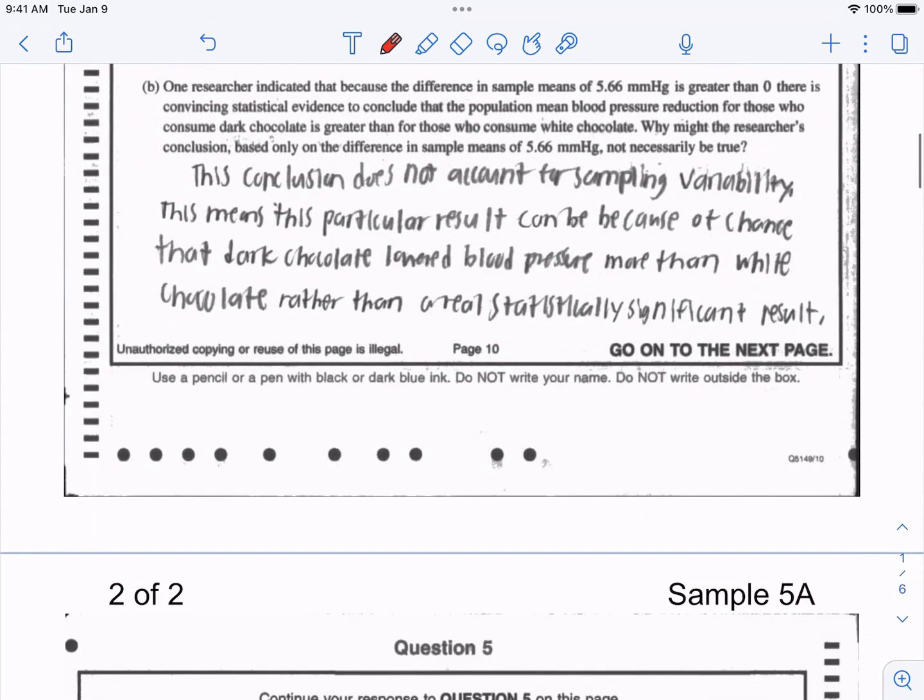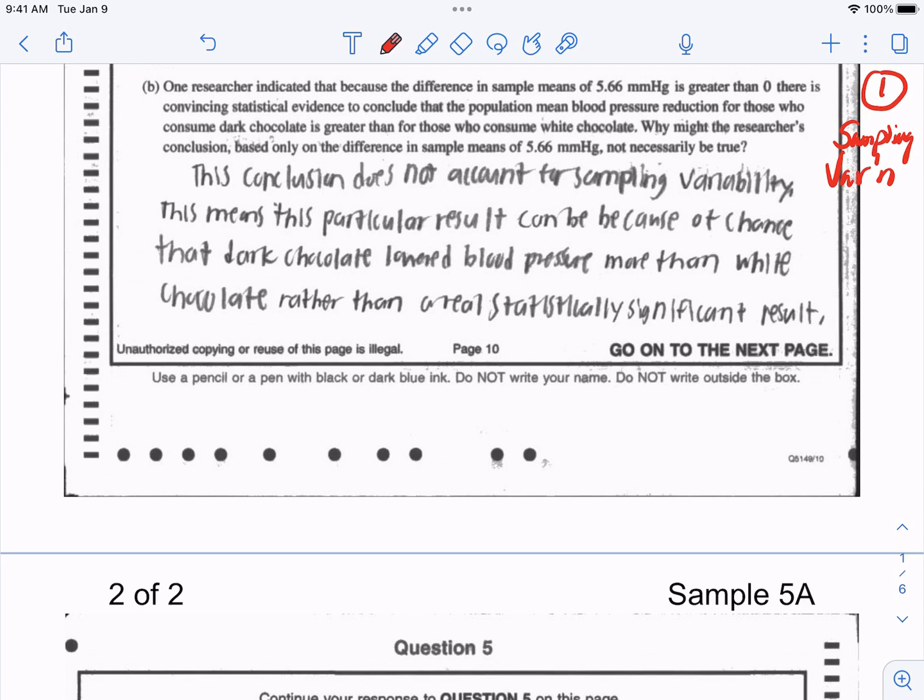In part B, there are 3 things as well that students must have to get full credit. Number 1, they have to talk about sampling variability, would be one way to say that. This one is a little harder to grade because it's verbal and there's so many ways students can communicate this.